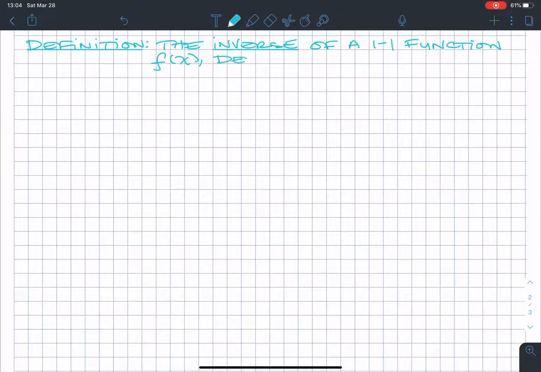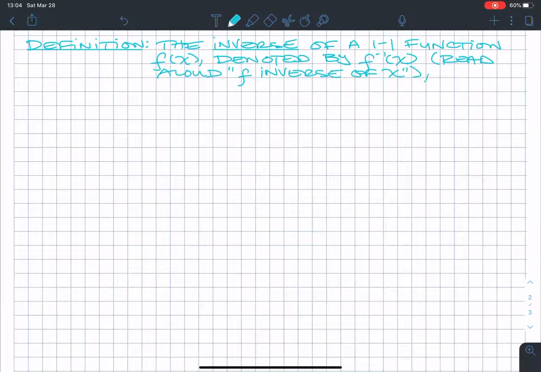denoted by f with a negative 1 of x, and this is read aloud, f inverse of x, is that which undoes the operation of f of x.